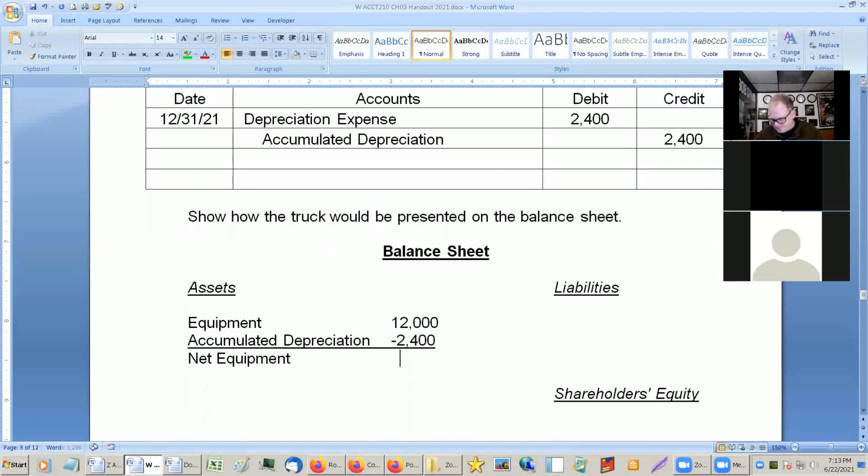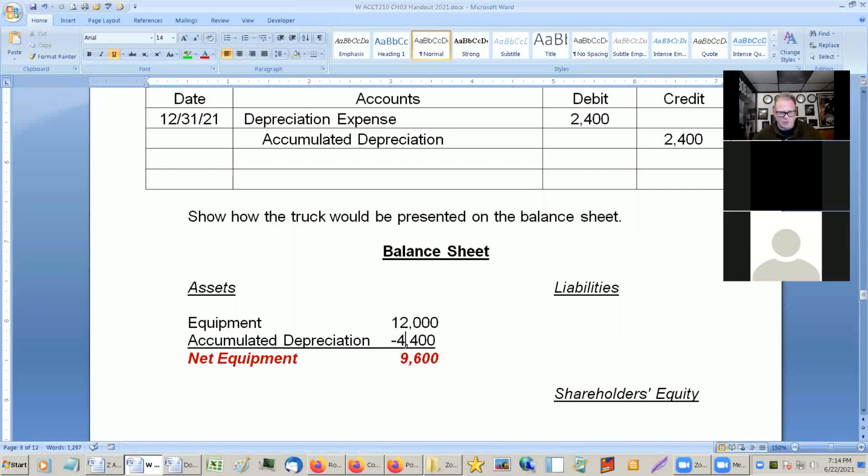9,600. This would be really what the value of the equipment is on our books, because we've allocated that we're going to take off 2,400 every year. So we show the equipment at 9,600. But again, this accumulated depreciation will just keep changing. Here I'll show you. For next year, the accumulated depreciation will go up by another 2,400.